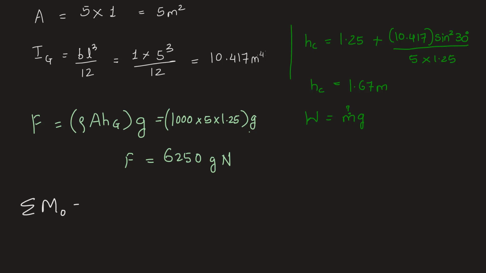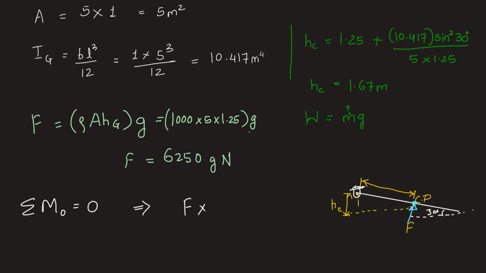Now let's take moment about the hinge point. Summation of moment about hinge point should be 0 for the gate to be stationary. This gives us F into. Now let's say this is the gate which is making an angle of 30 degree with the horizontal and it is hinged here. Pressure force is acting like this at the center of pressure. So in order to take the moment, we'll take pressure force F into this distance. How much is this distance? It is height of the center of pressure from the hinge point HC divided by sine 30, because we need to find out the hypotenuse of this triangle that is forming here.